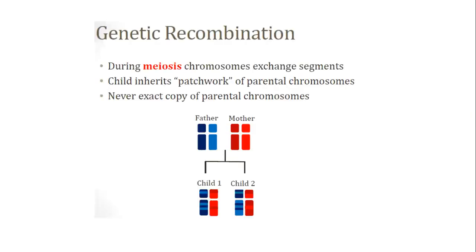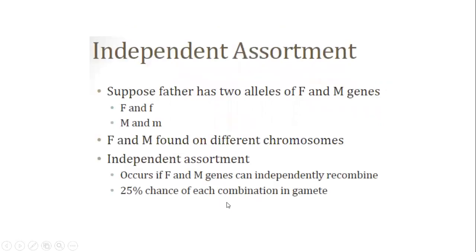Before talking about this, I am going to start with genetic recombination. What is it? You know that during meiosis, chromosomes exchange segments. The child inherits a patchwork of paternal chromosomes. So this is patchwork. Yes, it contains the segments from this one, and also the same happens in here. And this is because of just exchanging the segments in meiosis during conjugation and crossing over in prophase 1 of the meiosis 1. These chromosomes are never a copy of parental chromosomes.